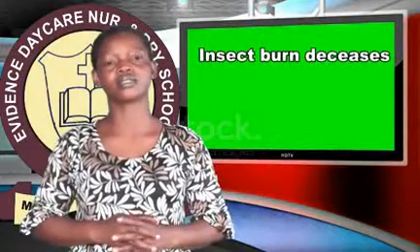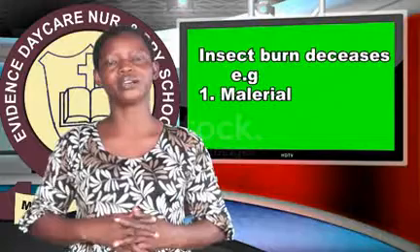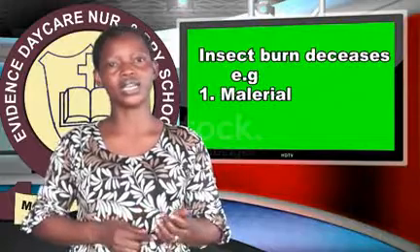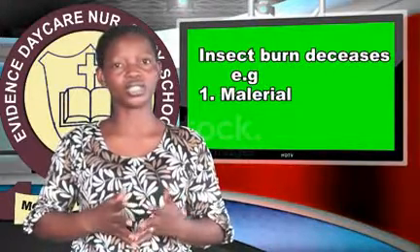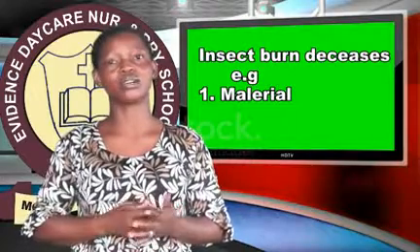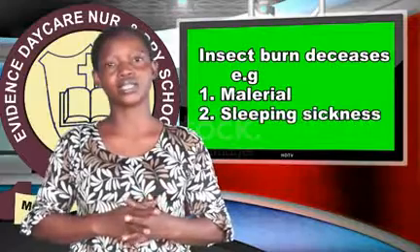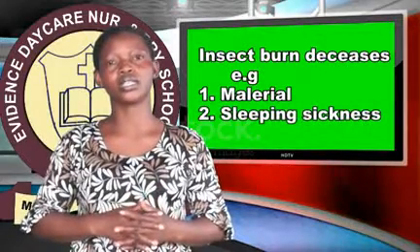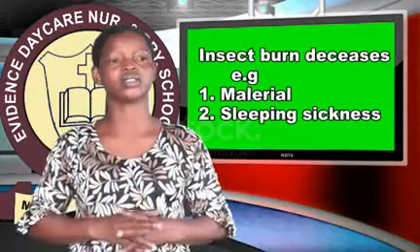Number 2, insect-borne diseases. An example of insect-borne diseases is malaria. That is, when an insect bites you. Examples of the insect include mosquito. If a mosquito bites someone, it can cause malaria. Number 2, sleeping sickness. All these are examples of insect-borne diseases.